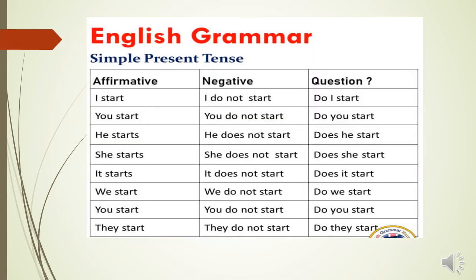So here we have a chart in which positive, negative and question sentences are given with different subjects. You can read it and see how it differentiates, where we are using do, where we are using does, where we are writing s or es with the verb, and where we are not writing. And I hope things are very clear now.